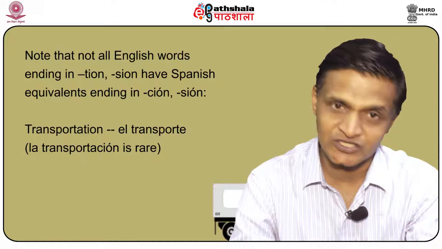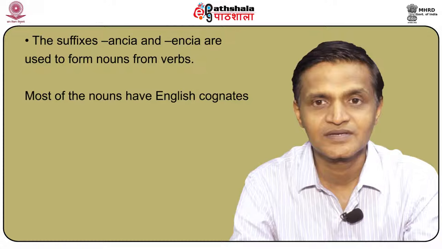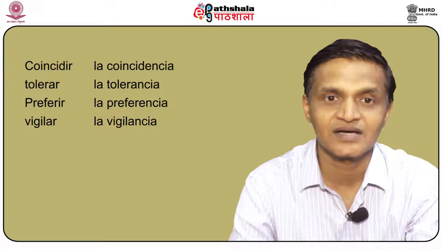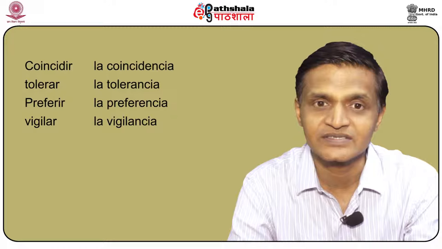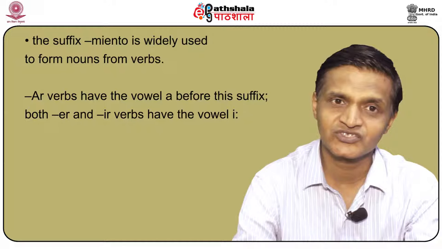The suffixes ancia and encia are used to form nouns from verbs. Most of the nouns have English cognates. Coincidir becomes la coincidencia, the coincidence. Tolerar becomes la tolerancia, the tolerance. Preferir becomes la preferencia, preference. Vigilar becomes la vigilancia. So in this way we can see how these words are changing.